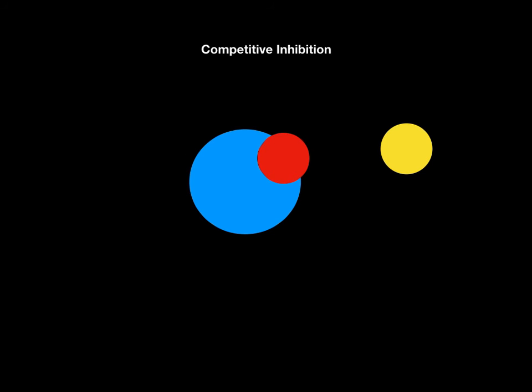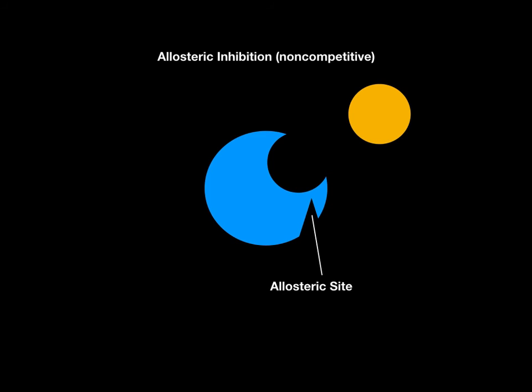The other kind of inhibition is non-competitive inhibition, also known as allosteric inhibition. What occurs is, in these allosteric sites that some enzymes have, there are these things called inhibitors that bind to these allosteric sites and end up blocking the active sites for the substrates to enter.